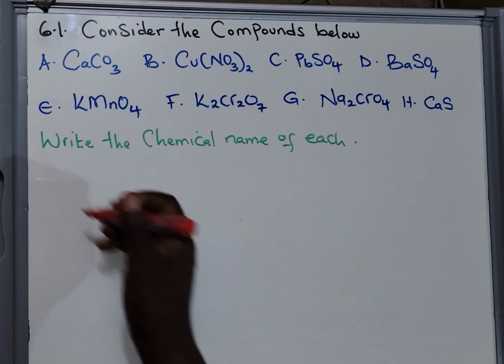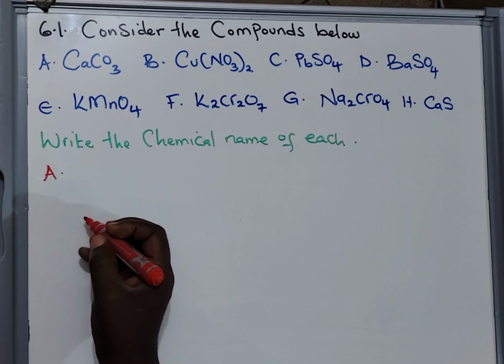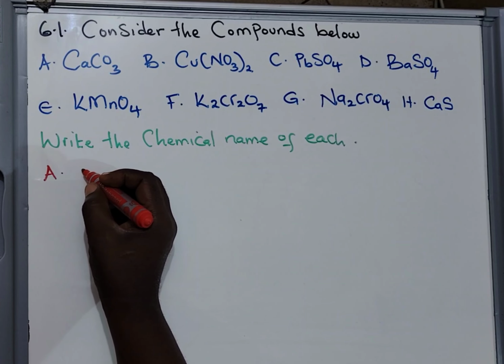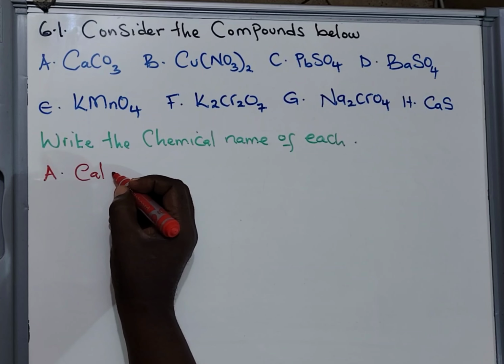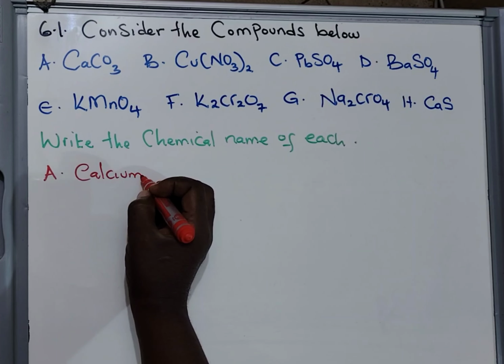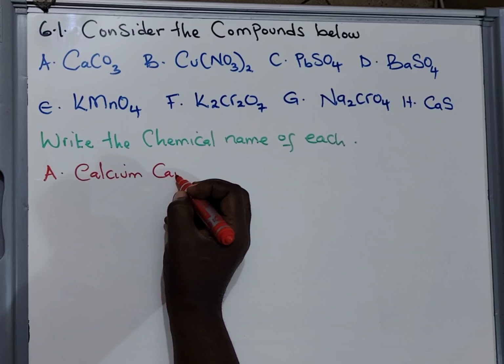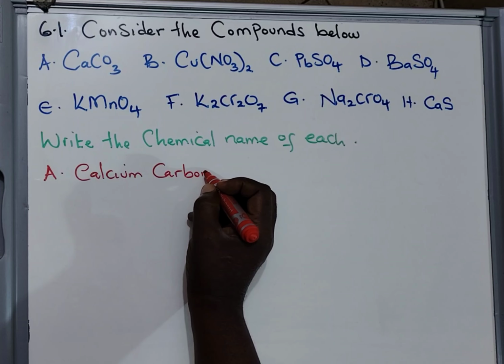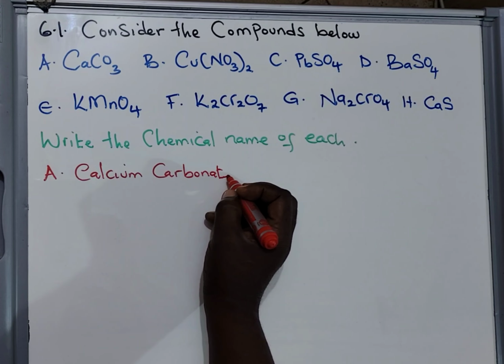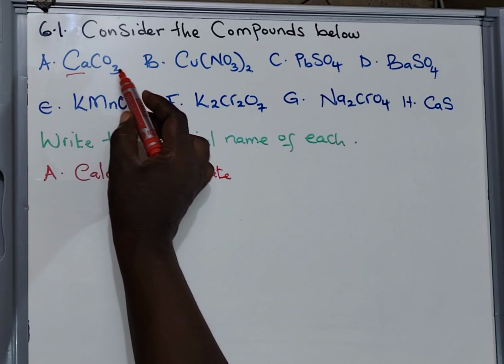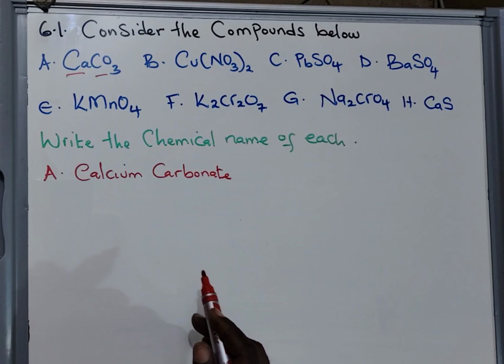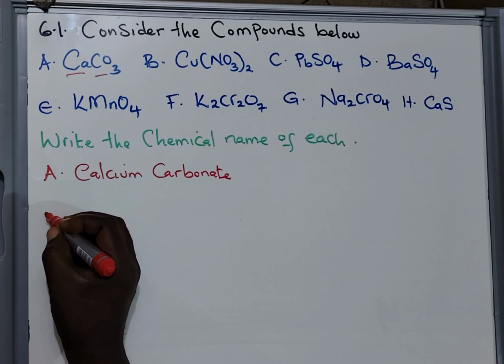Okay, let's start with A. What's the chemical name of A? It is calcium carbonate. If you recall well, this is calcium. That's the radical carbonate.